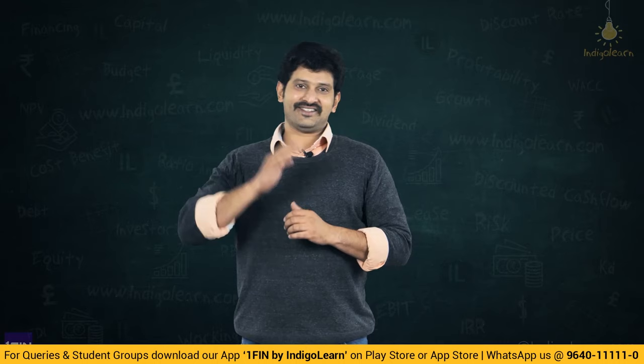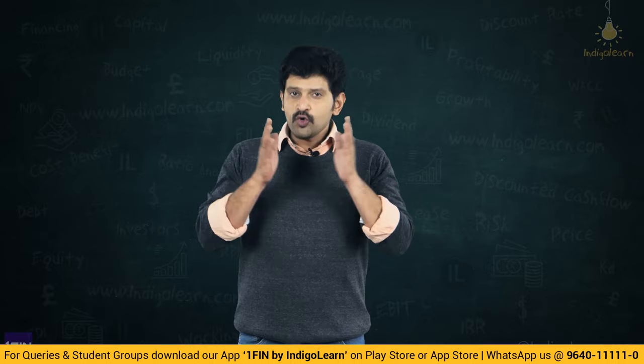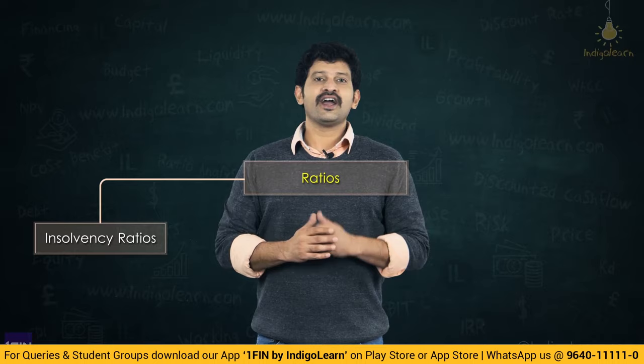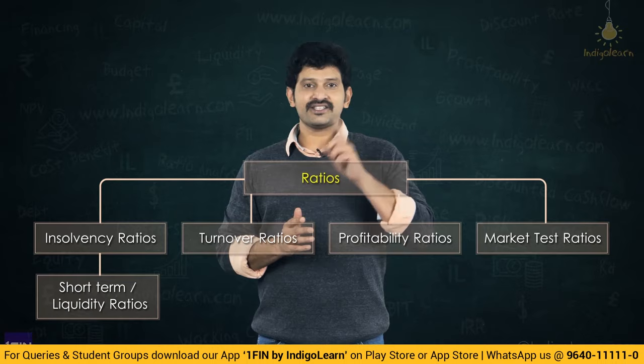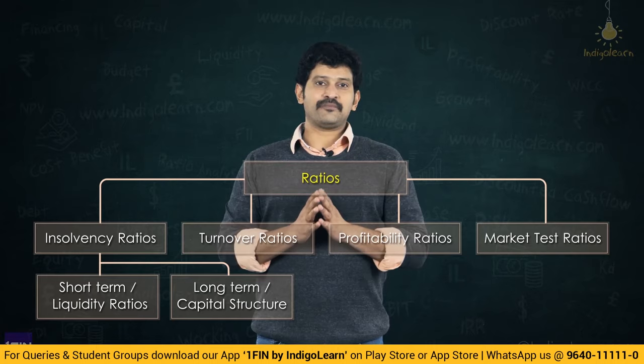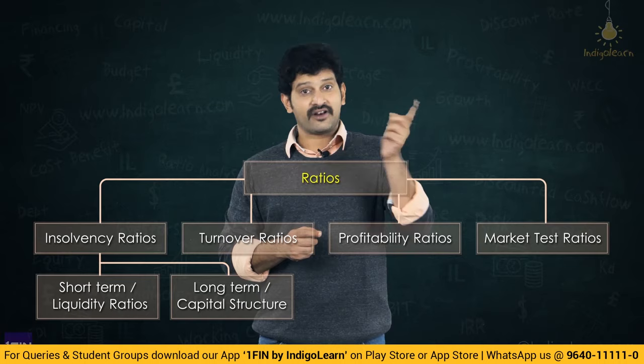categories. Now friends, to understand these ratios in a very appropriate manner, how do we classify? We will classify them as solvency ratios, turnover ratios, profitability ratios, and lastly, market test ratios. Now, under the head solvency ratios, there are two types. One is short-term solvency ratios and the other is long-term solvency ratios. These short-term solvency ratios are also called liquidity ratios. And the long-term ones are called capital structure ratios. Now, again, these long-term capital structure ratios are also categorized as leverage ratios and coverage ratios.